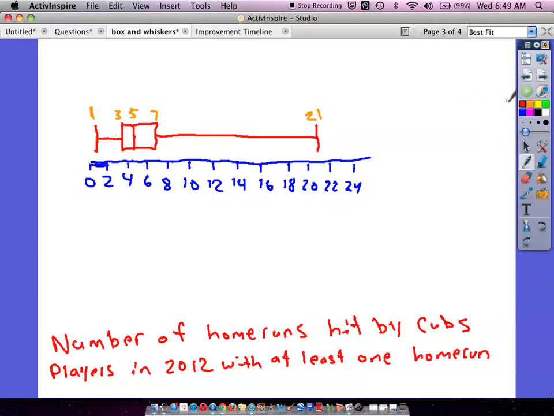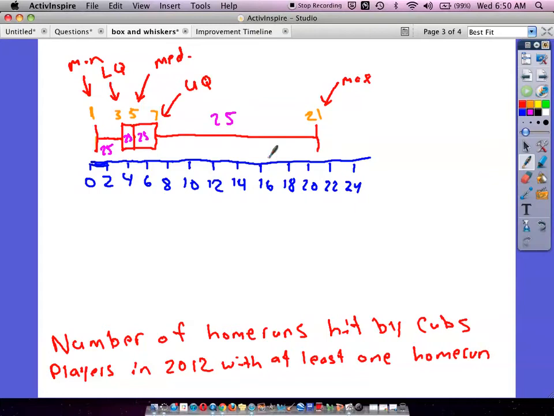Now, if we go to label the actual parts, again, we've got the minimum, we've got the maximum. The middle of the box is the median. The top of the box is the upper quartile, and the bottom of the box is the lower quartile. That's everything labeled there. We could get the percentages. From here to here is 25%, 25%, 25%, and this big line from here to here also represents 25% of the information.